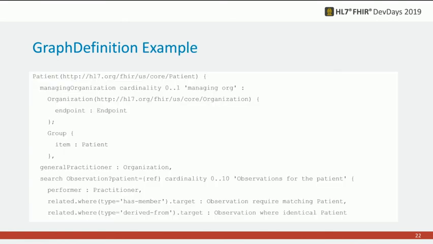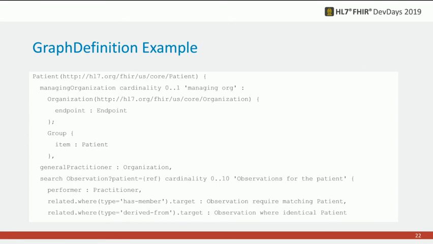So here's an example. We're going to have a patient. We want to make a rule, and so the patient, which is a US core patient, will maybe have a managing organisation, a cardinality of 0 to 1. And if it does, it's going to be an organisation that may have an endpoint. So we've described that part that we're interested in. We didn't make any rules about this. We just said that we're interested in that. Or if it's a group, it might have an item which is a patient.